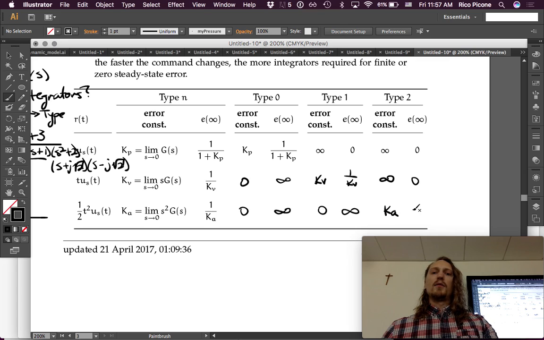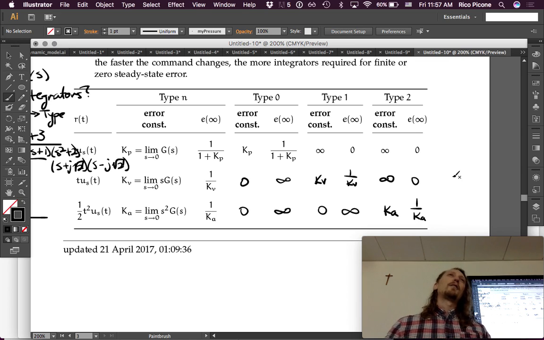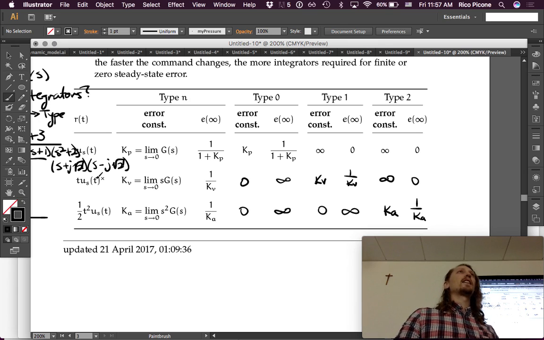And we'll end up with a finite steady state error, which is 1 over Ka. What was the constant name for Ka? Okay, Ka is the acceleration constant. I don't really like the names very much. It's analogous to position, velocity, and acceleration, so I guess that's why people liked it. There's probably some better historical reason for it, but that's just what they're called historically.